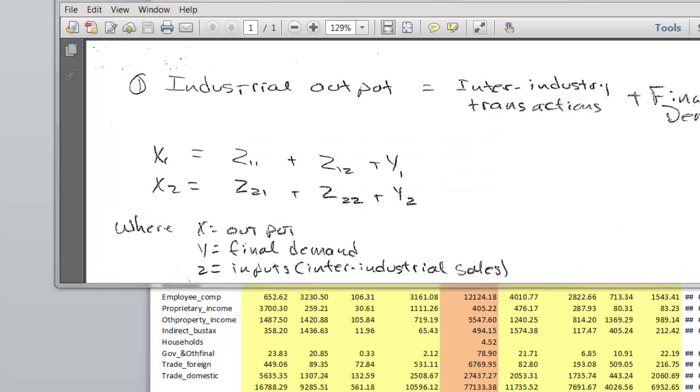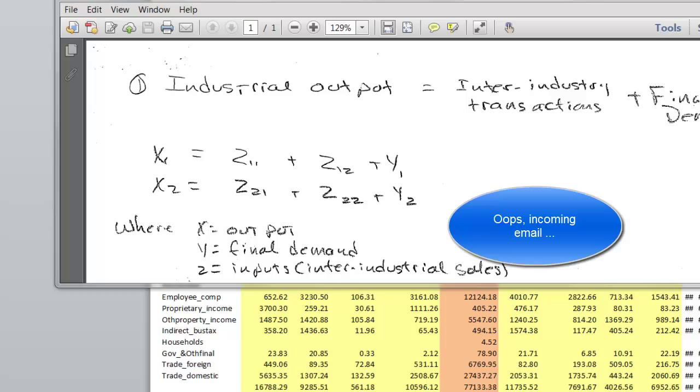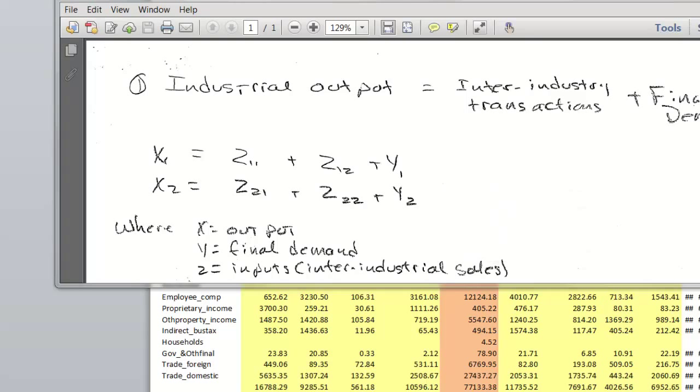So we could write that as an equation where x equals output, y equals final demand, and z equals inputs, or the inter-industrial sales. So x1, output for industry 1, equals the inputs: z11, that's industry 1 buying from itself, z12, that industry buying from the other industry, plus all of its sales to final demand. And the second industry, x2, let's say that's manufacturing or something like that, consists of the inputs that it buys from the other industry, z21, plus the inputs that it buys from itself, z22. Remember, manufacturing bought lots of its inputs from itself, plus y2, which is the sales to final demand.